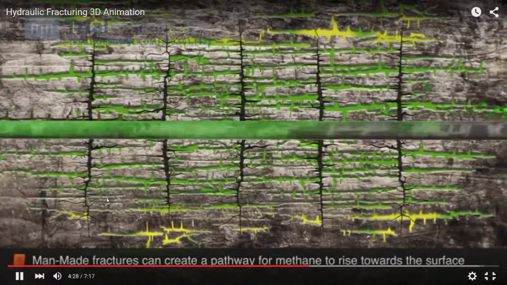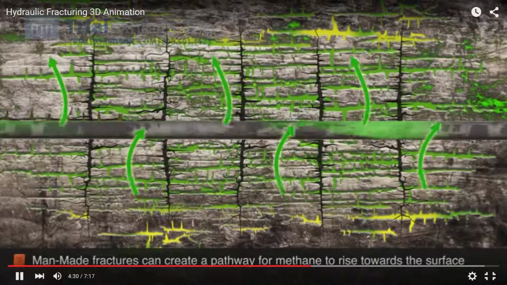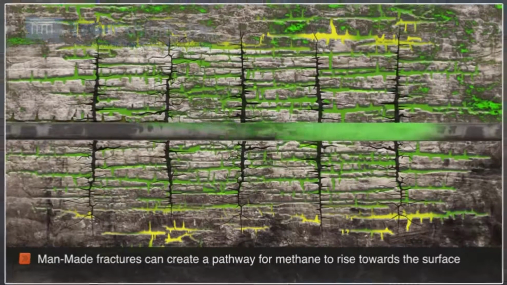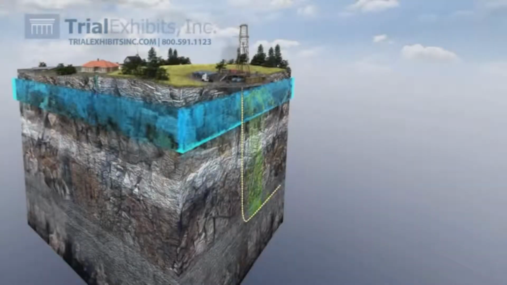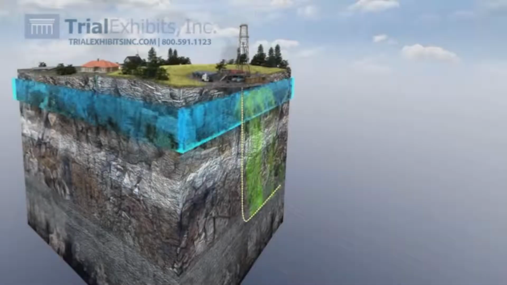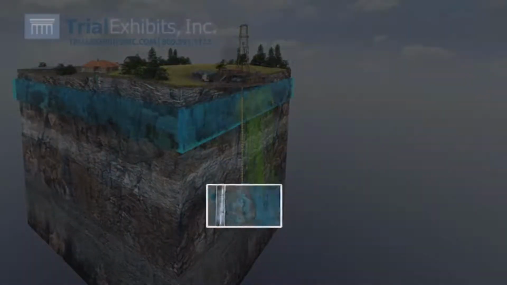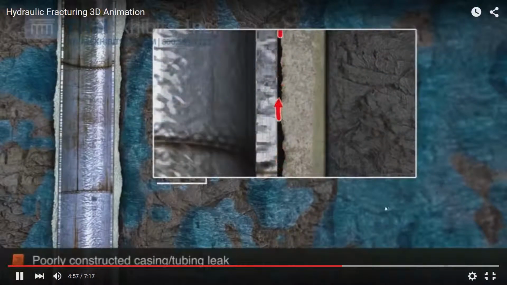Man-made fractures can create a pathway for methane to rise towards the surface, which is another issue as far as carbon. Can make a huge carbon footprint, pollute aquifers. Saw the pictures of the guys back east lighting up their well water. It actually had enough methane in it that it would burn.